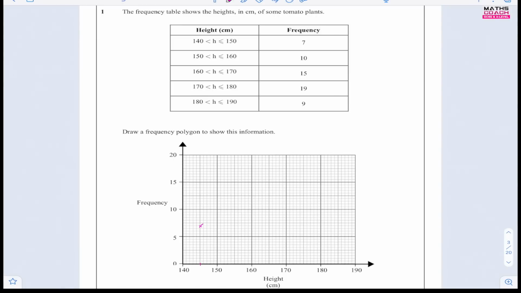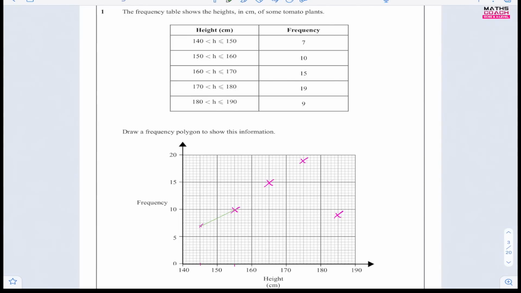Next, you do 150 to 160, so the midpoint of that is 155 right there, and you go up to 10, so that's going to be right there. 160 to 170, the midpoint is 165, so you're going to find 15 on 165, which is right there. 170 to 180, the midpoint is 175, so you're going to find where 19 is from there, and 19 is right there. And finally, 180 to 190, the midpoint is 185, so you're going to find where 9 is from there. Now all you have to do is draw a line through them.